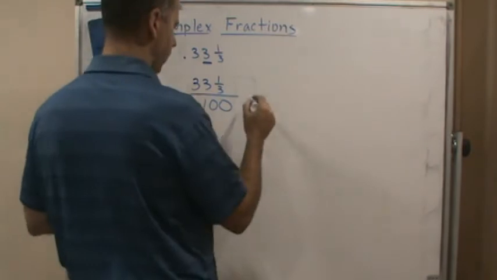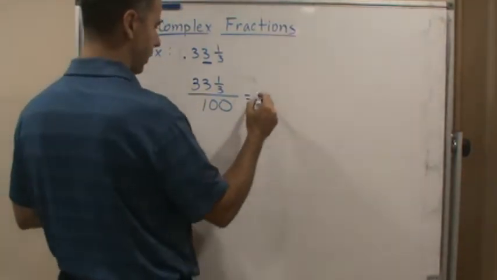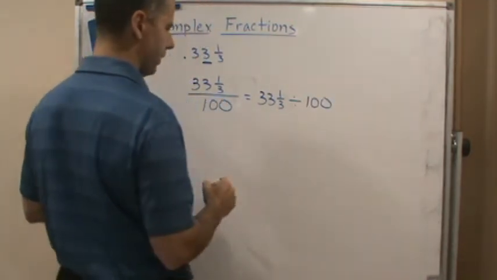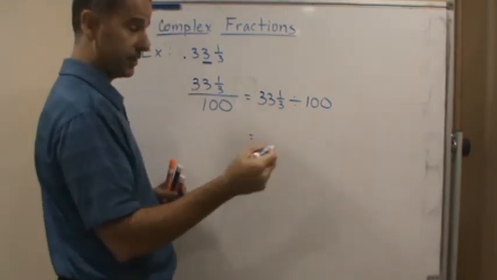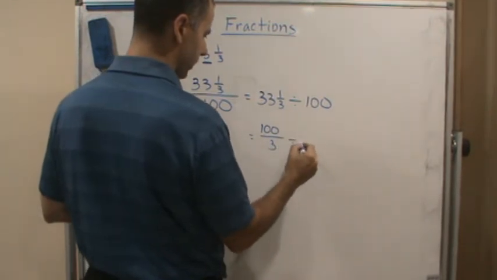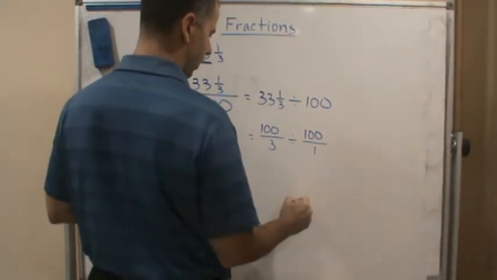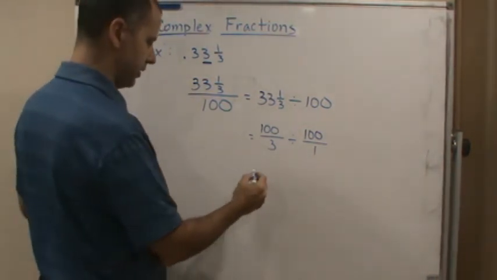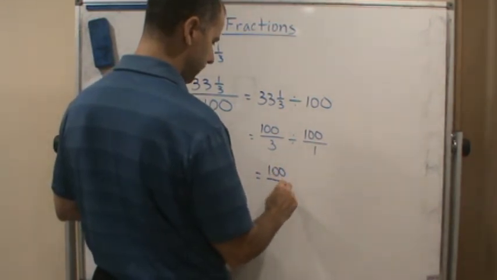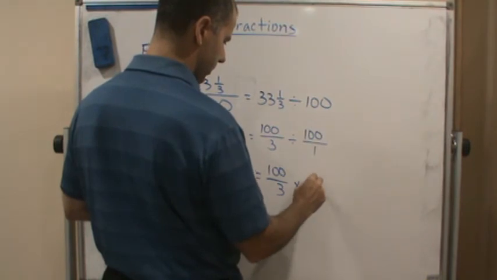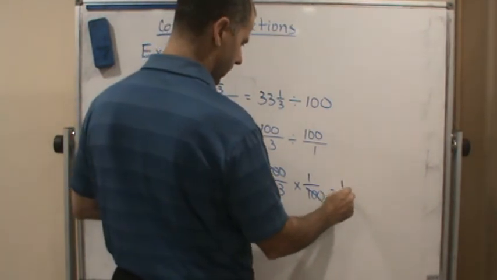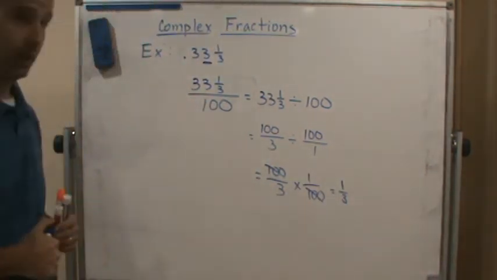So now what do we do? Well, we change it into the equivalent form of 33 1/3 divided by 100. And then of course now we're going to change things to improper fractions, and we get 100 over 3 divided by 100 over 1. And now we're going to change it to the equivalent multiplication problem. So we get 100 divided by 3 times 1 over 100. And now we see that the hundreds cancel, and we get 1/3. And that's the answer.